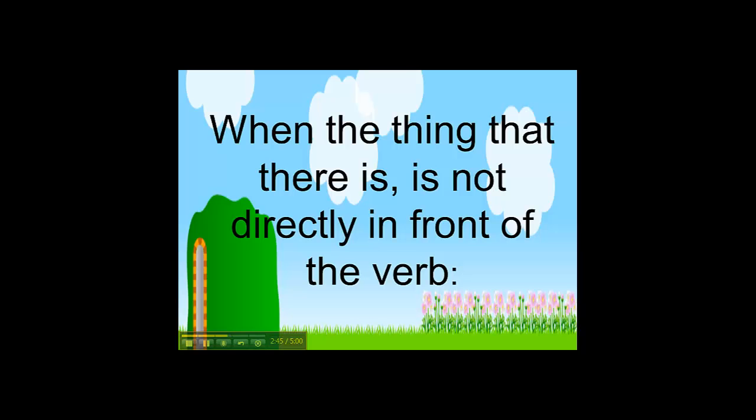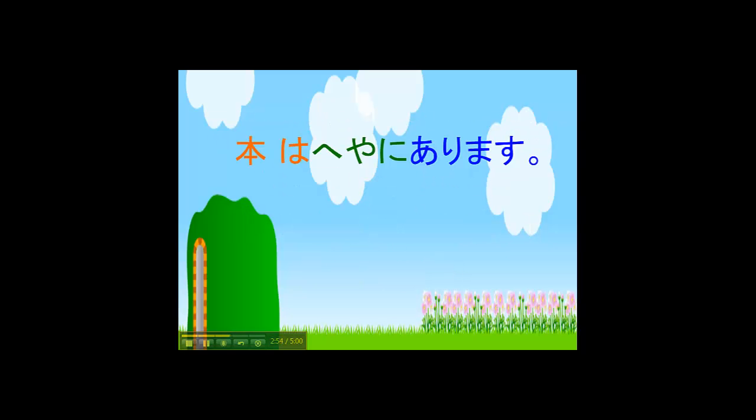Okay, now what happens when the thing we're talking about is no longer directly in front of the verb at the end of the sentence? Like this. Now we've changed 本 and we've put it in the front of our sentence. 本は部屋にあります. It's no longer the central, most important part of our sentence. We've moved it away from the verb and we've made it the topic rather than the subject. So this is now background information. 本は, talking about the book. This is now the important thing. In the room, 部屋にあります. The book is in the room.